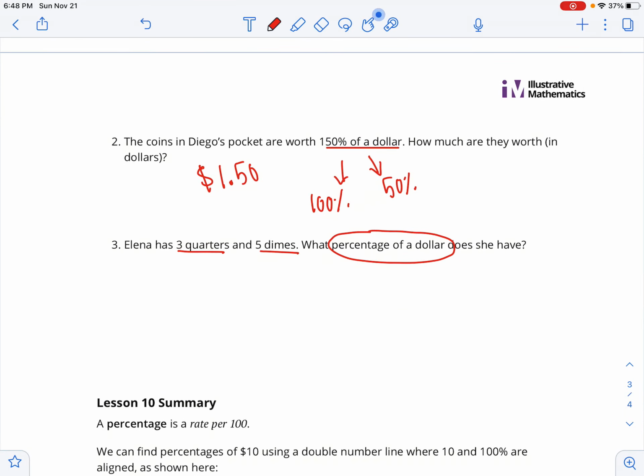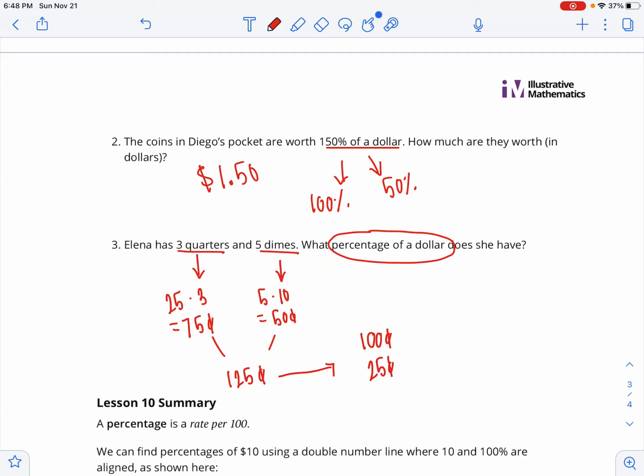Now, if we think about 3 quarters and 5 dimes, those 3 quarters are going to be 25 times 3, which equals 75 cents. And 5 dimes will be 5 times 10, which equals 50 cents. So in total, we've got 125 cents. And we know that 125 cents is the same thing as 100 cents and 25 cents. 100 cents is 100% of a dollar. 25 cents is 25% of a dollar, for a total of 125% of a dollar.